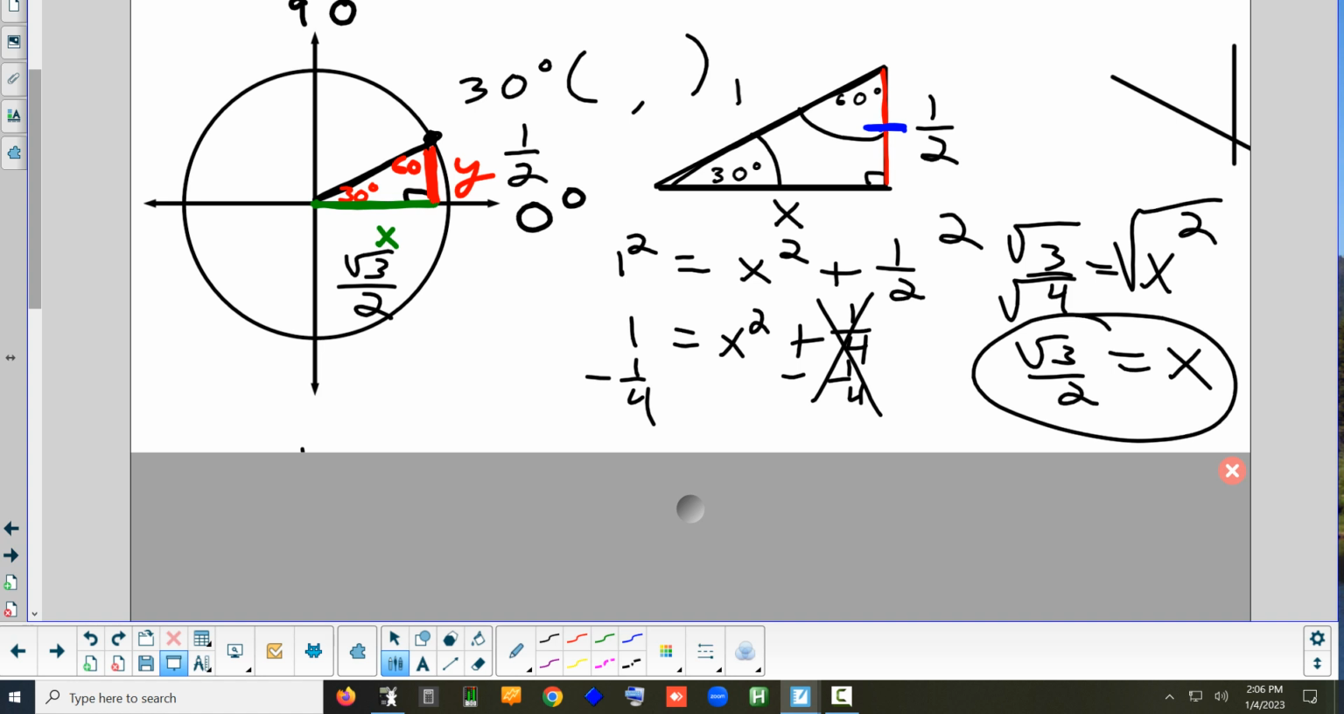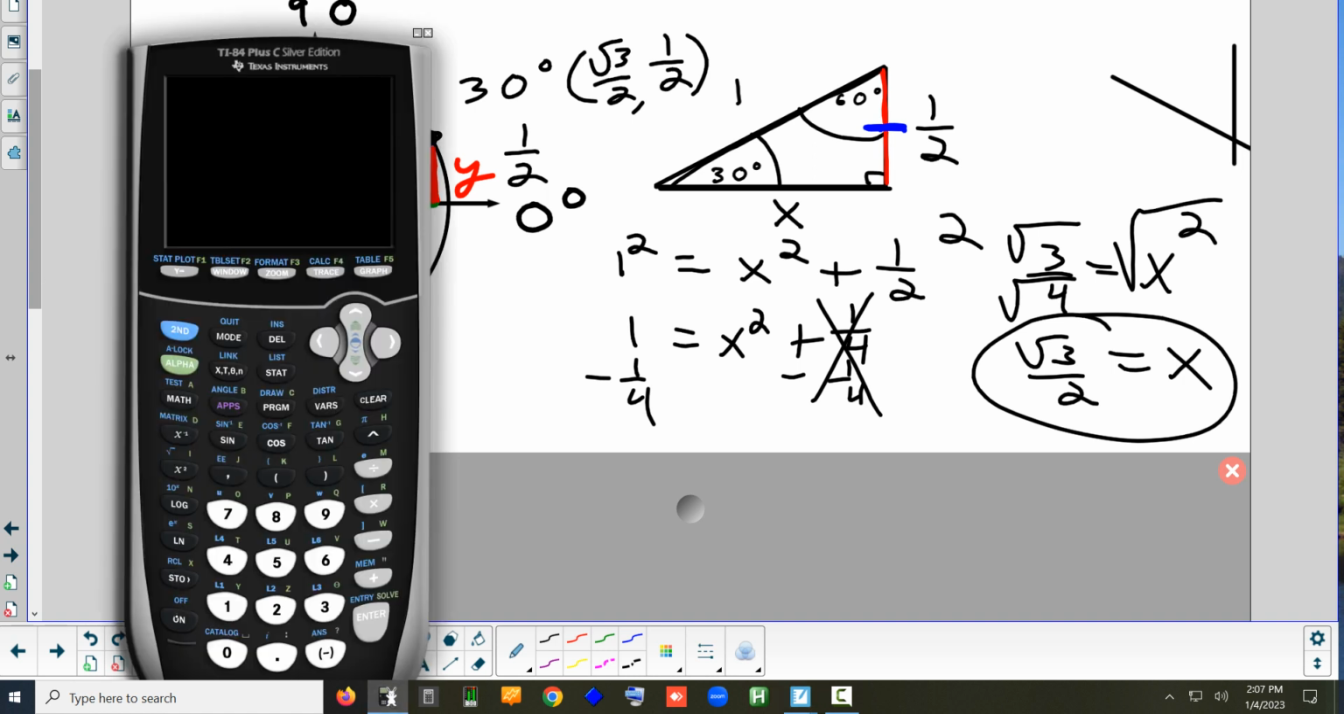Square root 3/2. Yep. And what about the y? 1/2. So root 3/2 is how far to the right you have to go from the origin. 1/2 is how far up you go. And that's always the coordinate for 30 degrees.